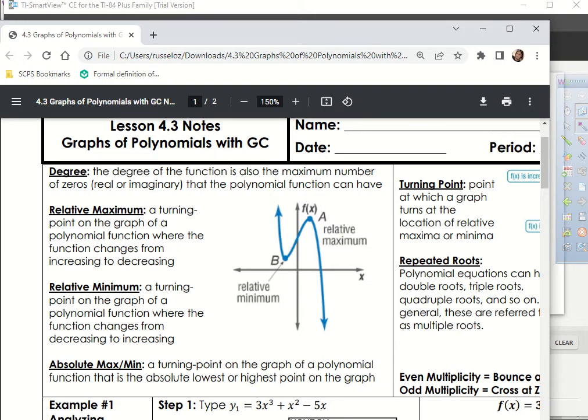The degree of a function is also the maximum number of zeros that the polynomial function can have. The relative maximum is a turning point on the graph of the polynomial function where the function changes from increase to decrease. And a relative minimum is a turning point where the function changes from decrease to increase. So that's the difference between the two.